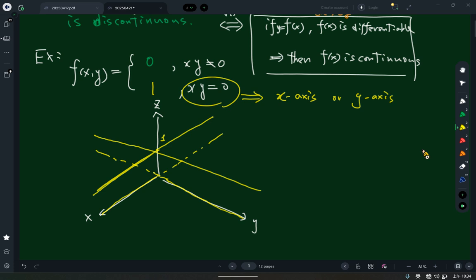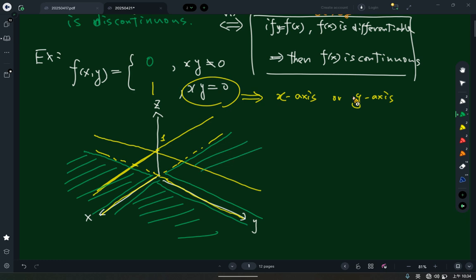But for x times y not equal to 0, let's include these 4 parts. For these 4 parts, its function value will be 0, right? For example, at 1, 1, because 1 times 1 is not equal to 0, the return value will be 0. So this point, its corresponding point will be here. Okay, so this is a representation for f of x y, z is equal to f of x y.